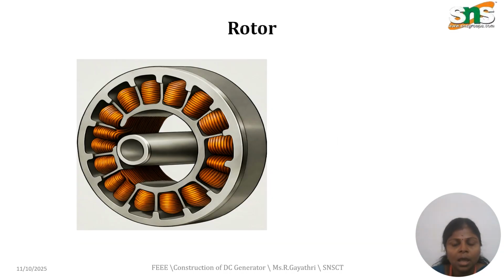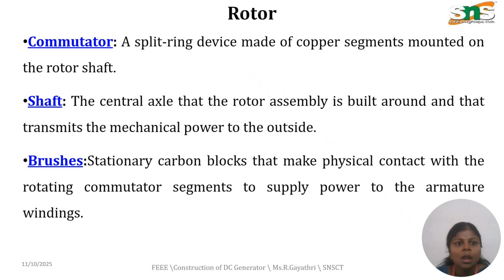Coming to the rotor, which is the rotating part in DC motors, it controls the speed and produces the magnetic field. The current flows through the rotor material. In the rotor there will be a commutator, shaft and brushes. The commutator is a split ring device made of copper segments, mounted on the rotor shaft. The shaft is the part around which the rotor assembly is built. Brushes are stationary carbon blocks that make physical contact with the rotating commutator.